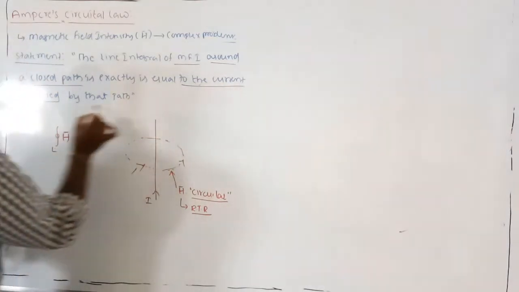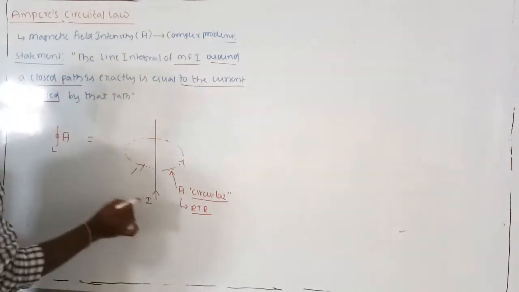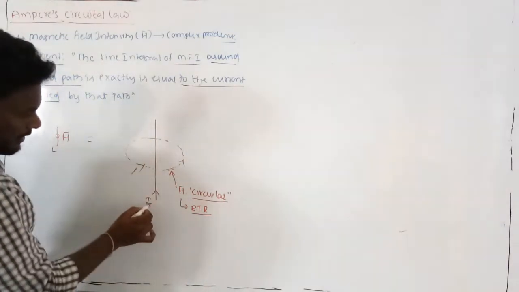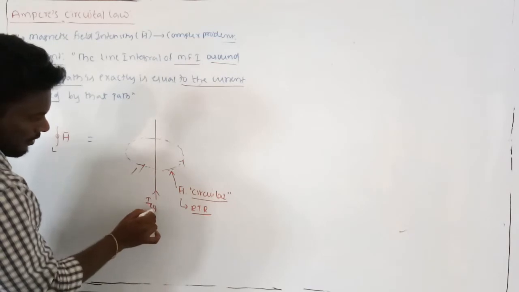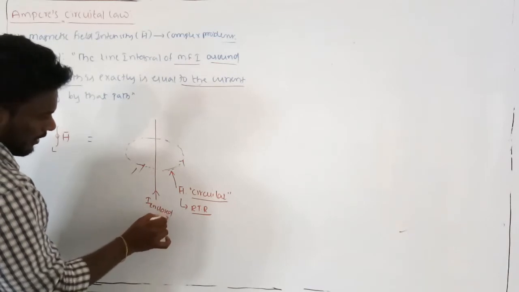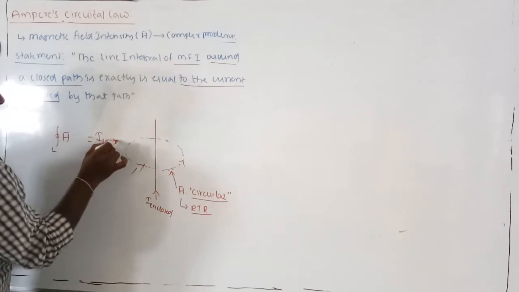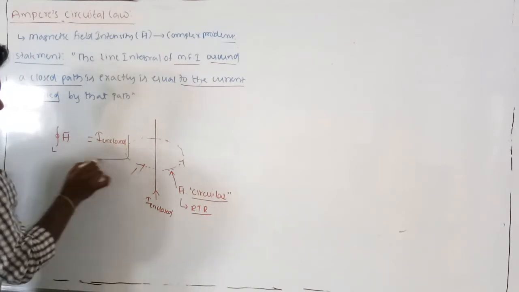Equal to the current enclosed by that path. That means, what is the amount of current which is enclosed by this Amperian path? It is I. So this current is called the enclosing current or enclosed current, I enclosed. So the statement is satisfied here.